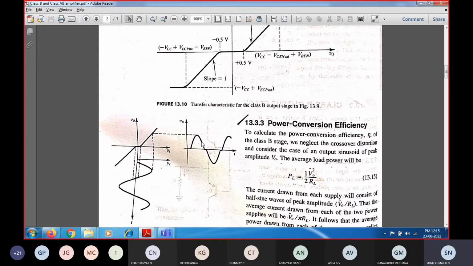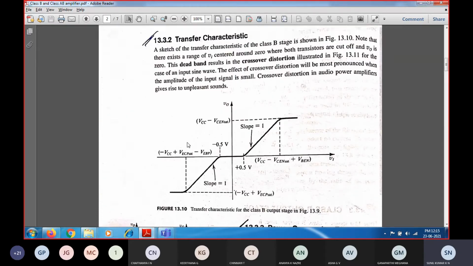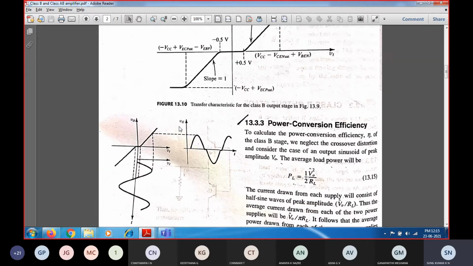Crossover distortion means the input signal or the output signal is crossing over, since input and output are both the same in the case of the emitter follower. Whenever the input falls from positive to negative or negative to positive, the output also changes from negative to positive or positive to negative. You can see you are not getting any output. That is called a zero distortion or crossover distortion. That is the only drawback which you are going to find in the class B amplifier.